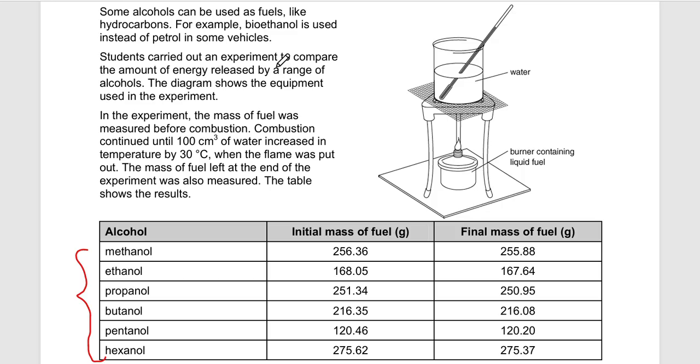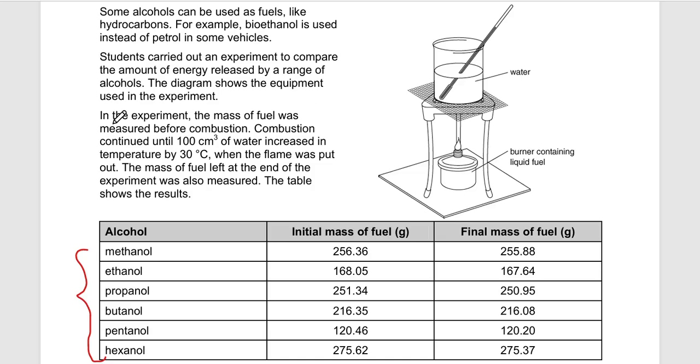The diagram shows the equipment used in the experiment. So here what are the things you can see? There is a heat resistant mat given there. Then there is a burner containing liquid fuel, right? So whatever the fuel we are using, type of alcohol here will be placed inside this one. And then we have a tripod, a small mesh, and a beaker with water inside it with a thermometer. Right, this is the apparatus they have given.